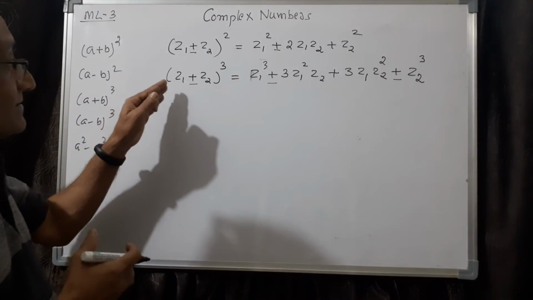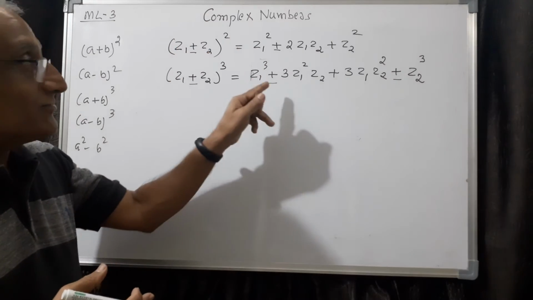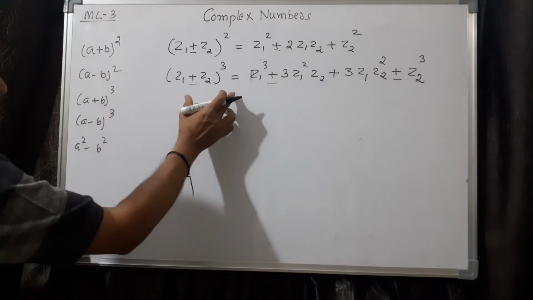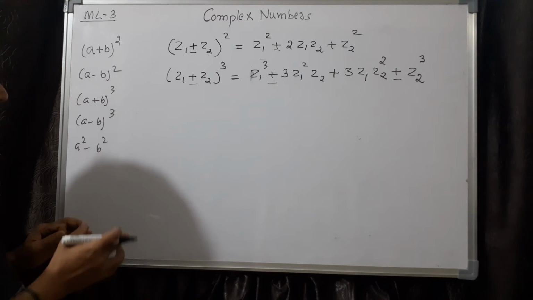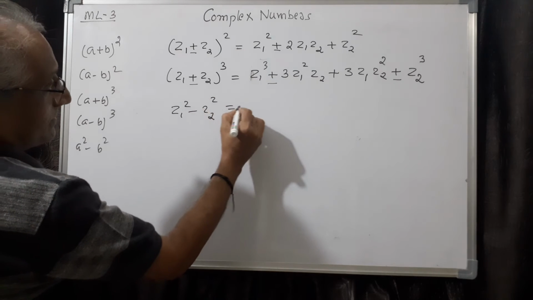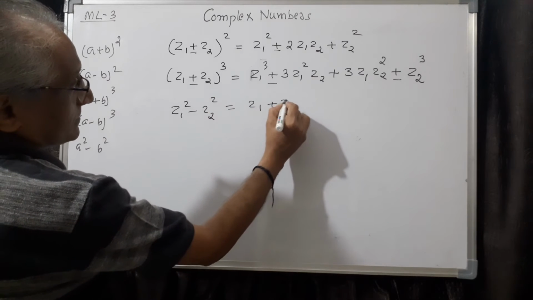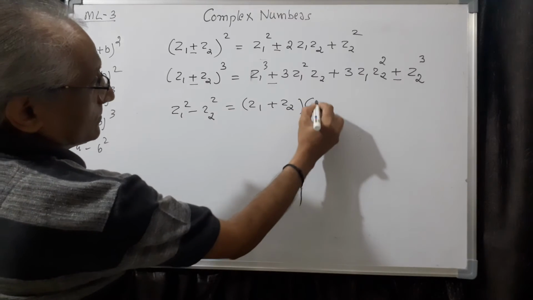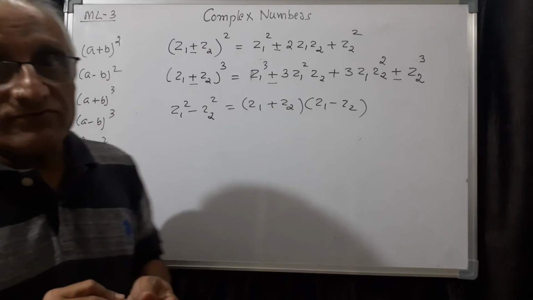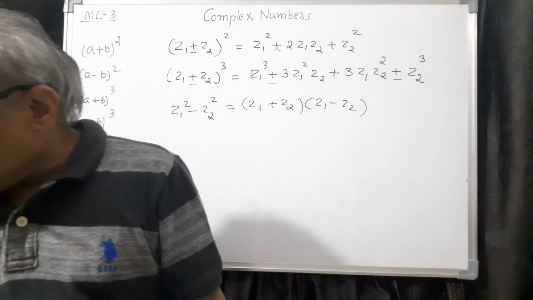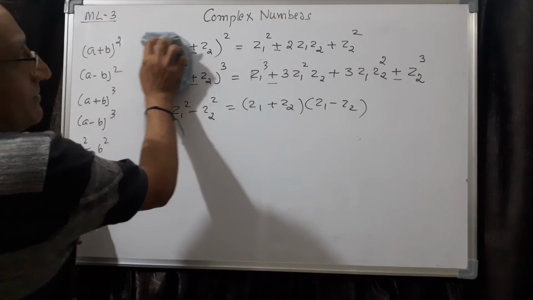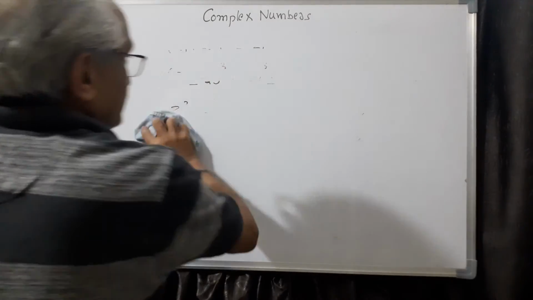Even you can write (Z1 + Z2) power 4 also using the same method. Of course, those things we shall study in binomial theorem. So this is the idea, because identities are very useful. And then Z1 square minus Z2 square is the same as (Z1 + Z2) into (Z1 - Z2). Of course, these are the basic formulas we have to remember for solving the problems, simplification of complex numbers, etc.